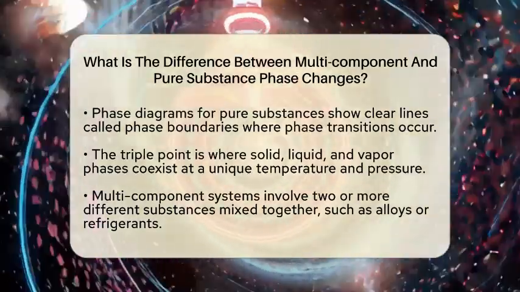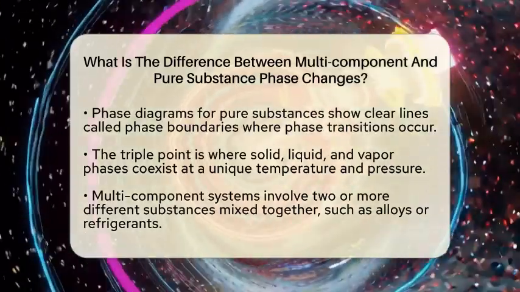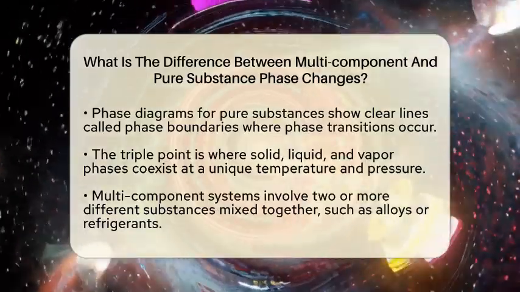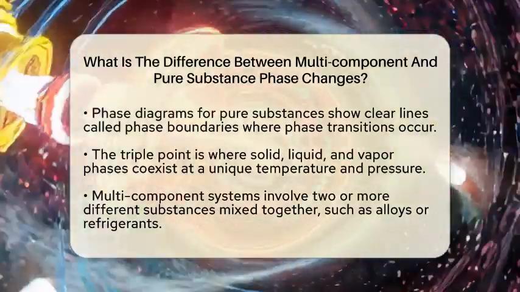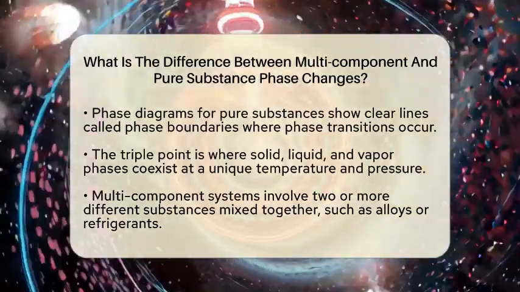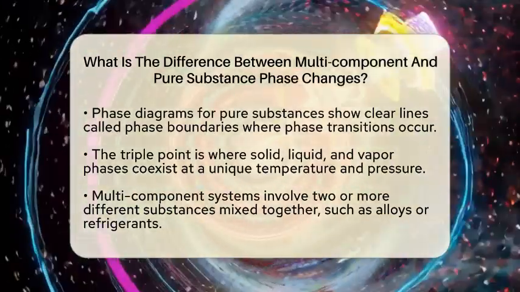Now, when we talk about multi-component systems, things get more complicated. These systems include two or more different substances mixed together, like an alloy or a refrigerant blend. Each component has its own properties and phase behavior. Instead of changing phases at one specific temperature or pressure, the components can do so over a range of conditions.